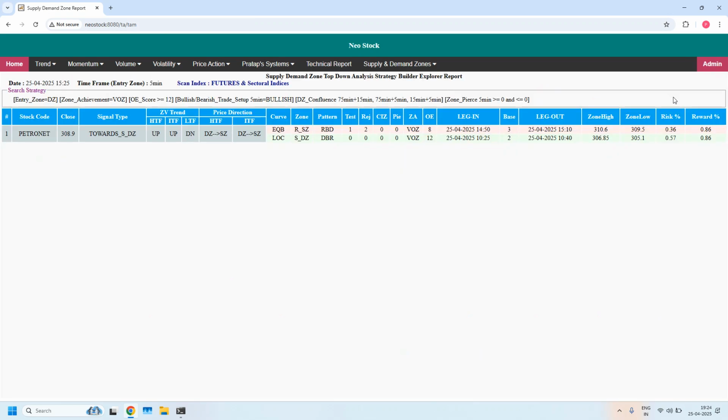With all the 3 filters, it is filtered. Excellent. That means this 5 minute zone is a fine-tuned demand zone inside the 75 minute demand zone. And also the 75 minute trend is up.